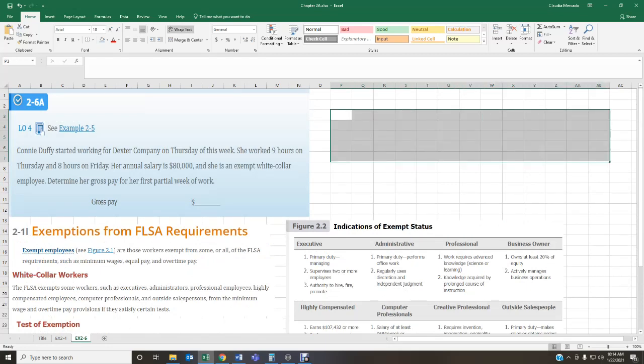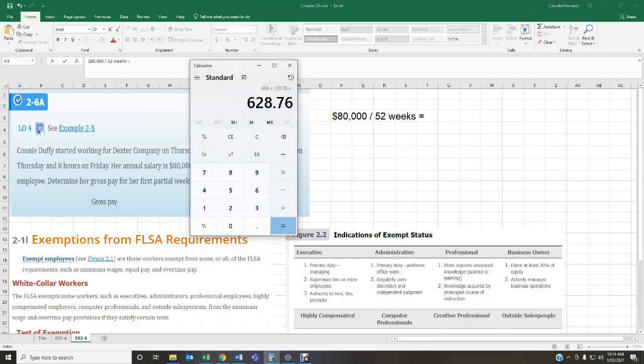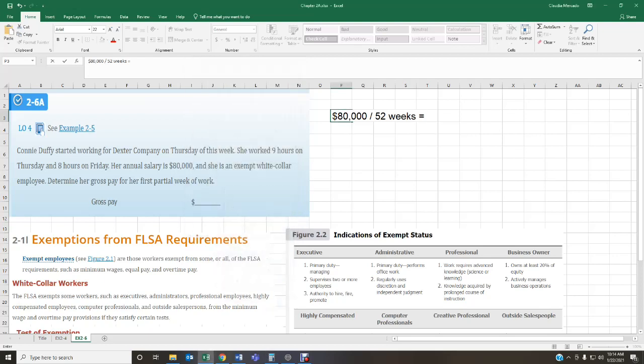Now let's get to the calculation. It says here that Connie makes $80,000 a year. I am going to divide that by 52 weeks. That's the number of weeks in a year. So we've got 80,000 and I'm going to divide it by 52 weeks. That's going to give me 1,538.461. So let's look at that third digit. Is that third digit lower than a 5? Yes, it is. So that means I'm going to keep it at 1538.46.